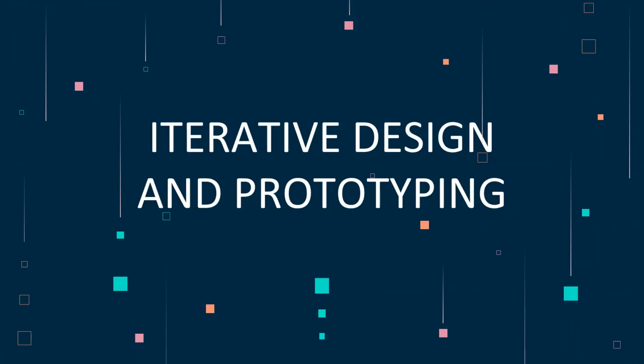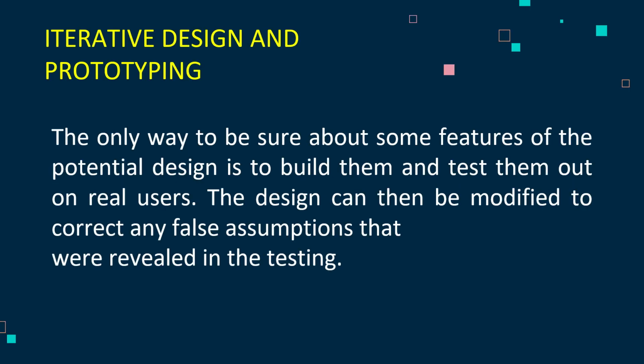Iterative design and prototyping. The only way to be sure about some features of the potential design is to build them and test them out on real users. The real design can be modified to correct any false assumptions that were revealed in the testing. So, iterative design and prototyping is a repeating cycle of designing, prototyping, testing, and refining multiple versions or iterations of a product.